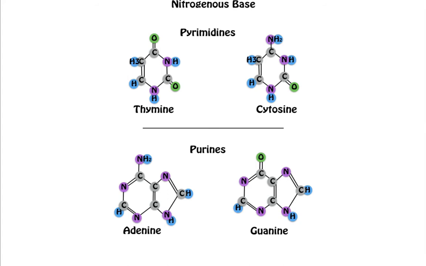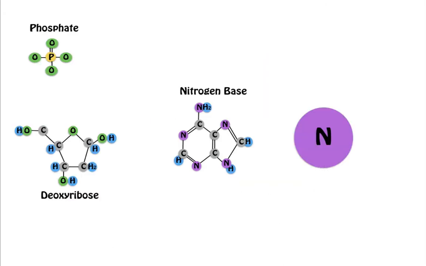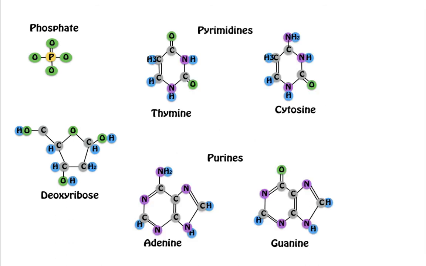Again, taking a look at all 4 of your nitrogen bases, pyrimidines and purines. Once again, we're looking at the 3 main components of DNA: phosphates, sugars, and then the nitrogen base, which comprises 4 individual ones. So let's take a look at how this looks put together.